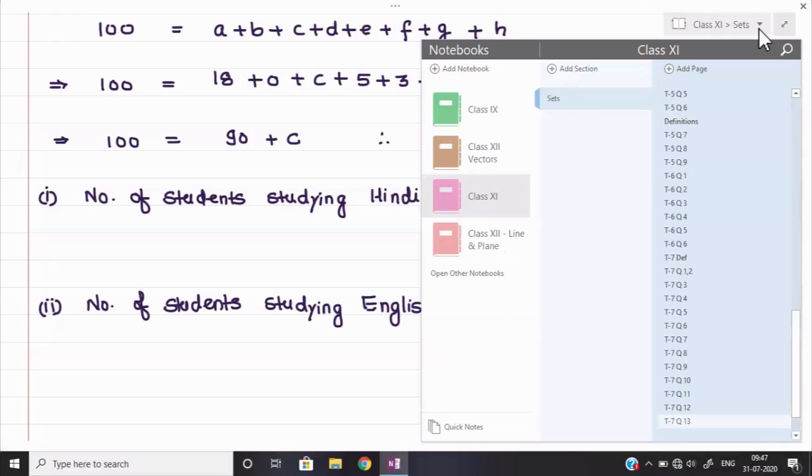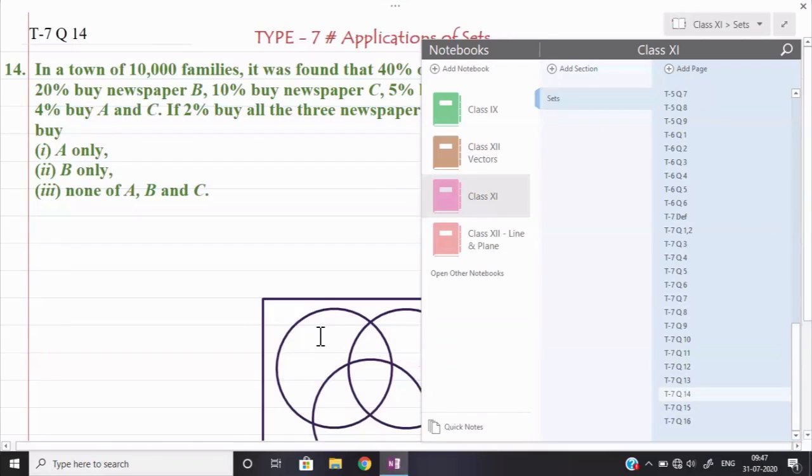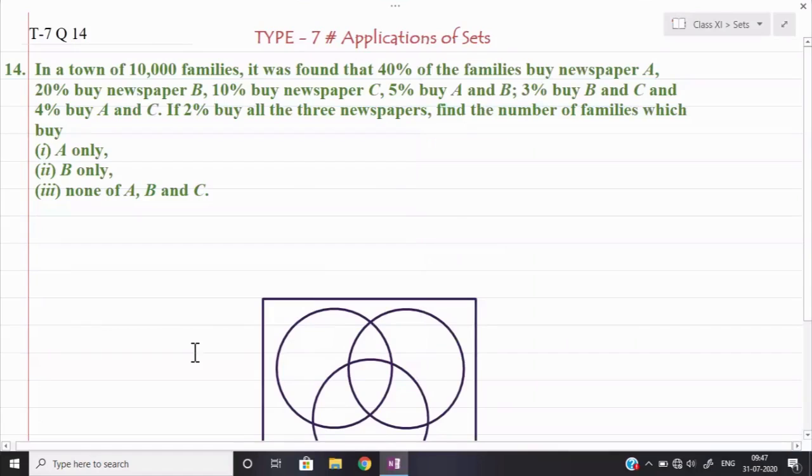Each and every question is very time consuming, so I am taking the proper time to make you understand the whole question. So in the examination, if a different question comes, I hope you should be able to solve it. Now see the 14th question.